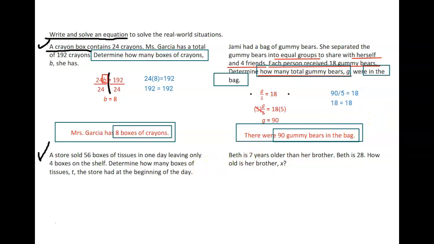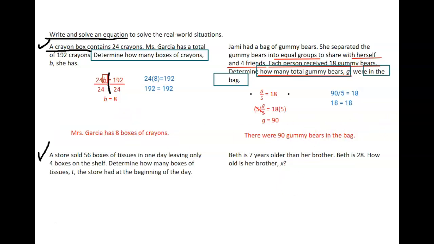When you are finding your solutions, I need you to write a complete sentence at the end of your answer. So if the question is asking you how many gummy bears are in the bag, you're going to answer that there are 90 gummy bears in the bag. If it's asking you to determine how many boxes of crayons, then you will answer it as 8 boxes of crayons. So please make sure that you label your answers so we know what they represent.